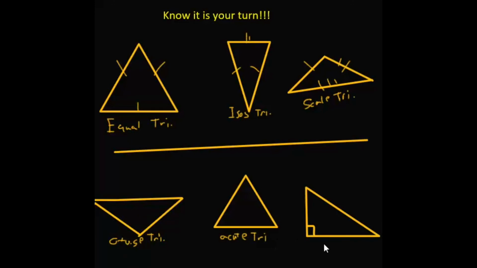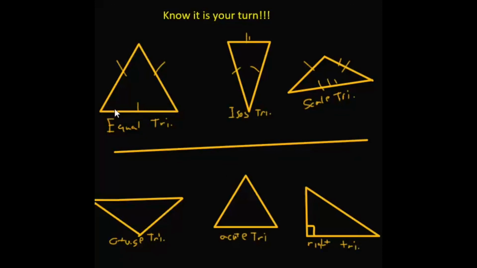Okay, so now this last one has one acute angle, two acute angles, but then I see this little box or cube here. So that means this angle here is a right angle. So that means this is a right triangle. Okay, so those are the names for all these different triangles here.